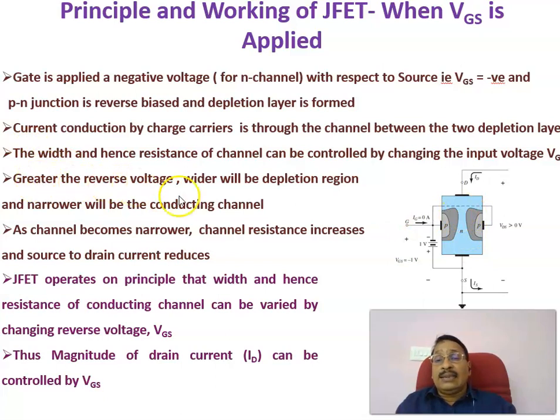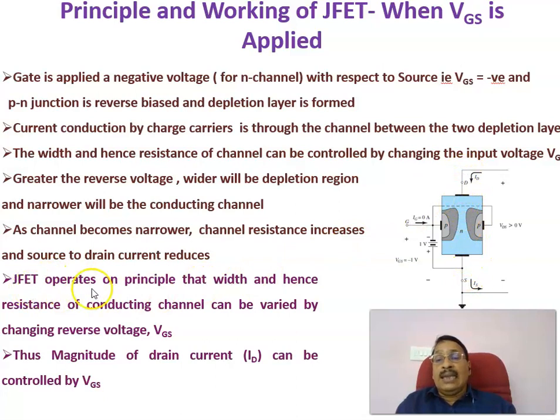Therefore, the greater the reverse voltage, the wider will be the depletion region, because of the reverse biasing. If you apply more reverse biasing voltage, the depletion region will be more, and narrower will be the conduction channel. The conduction channel gets narrowed as the voltage VGS increases. As the channel becomes narrower, the channel resistance increases and the source to drain current reduces.